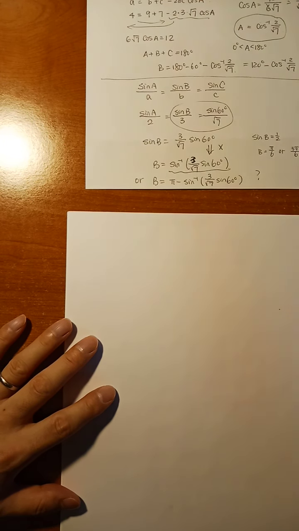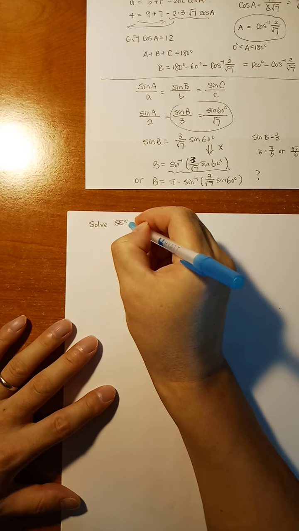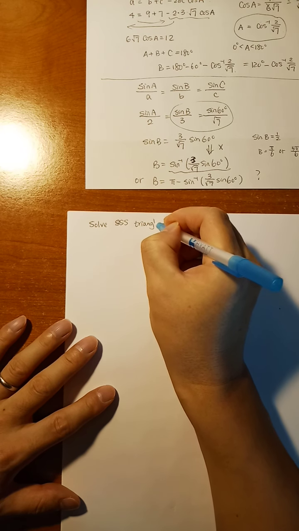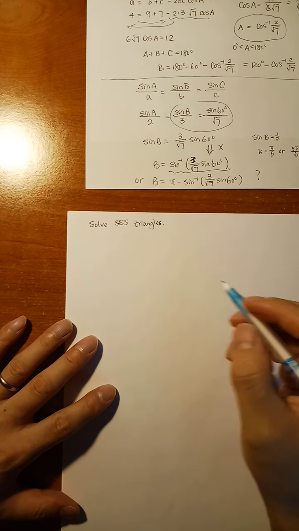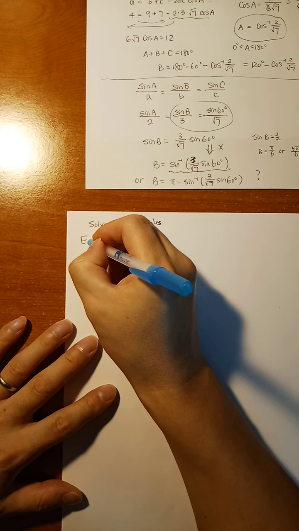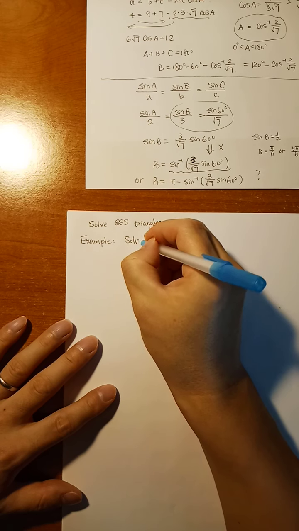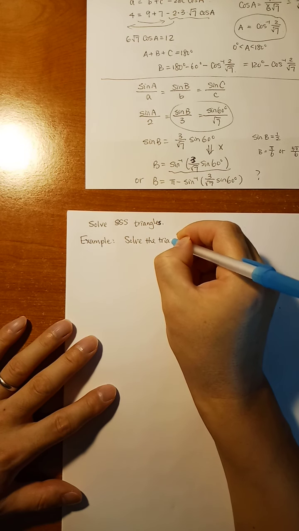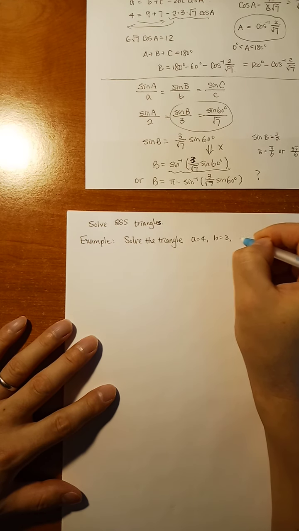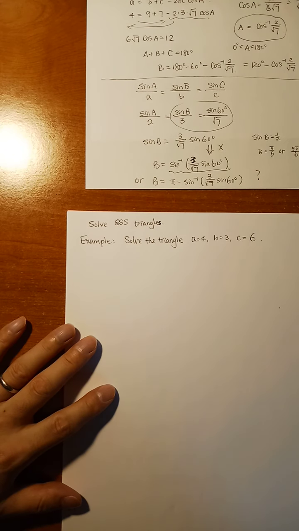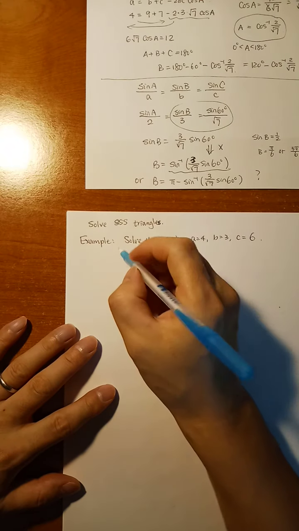Let's do one more. Solve another one. Let's solve an SSS triangle, which means we know all three sides. We want to find all three angles. So, solve the triangle. A is 4, B is 3, C is 6. Okay, so we will start from the law of cosine.